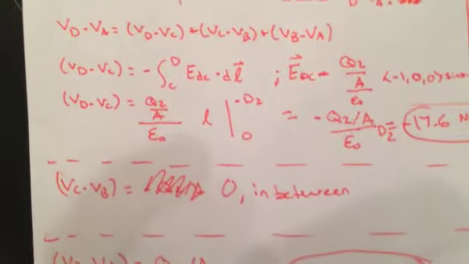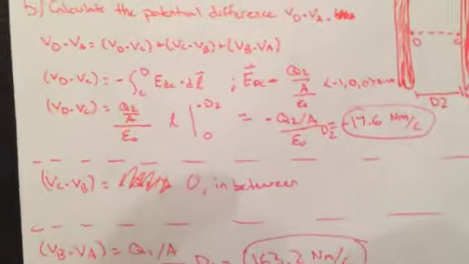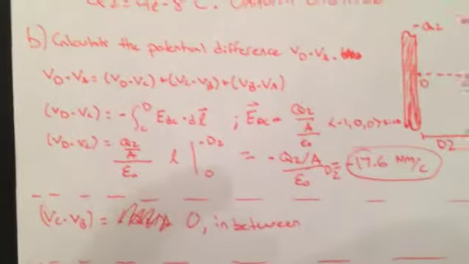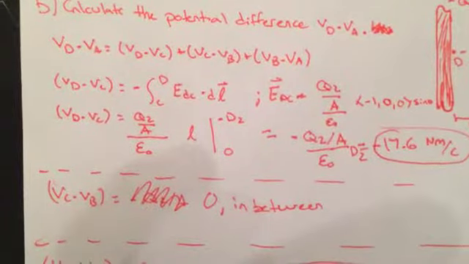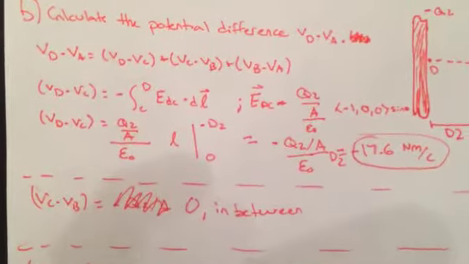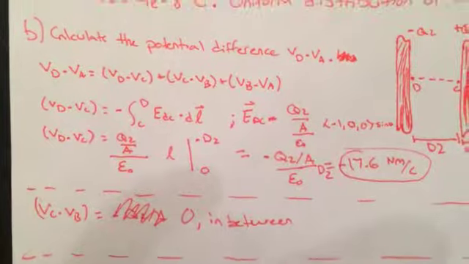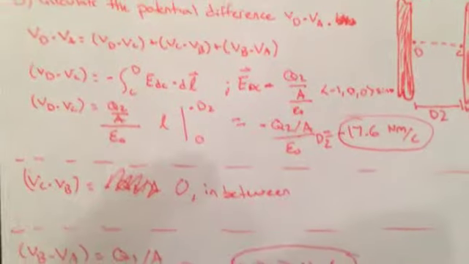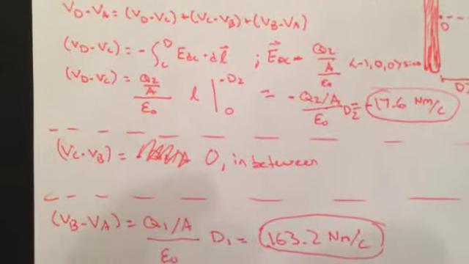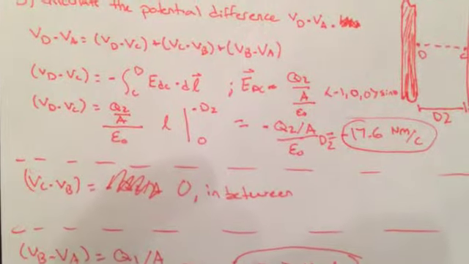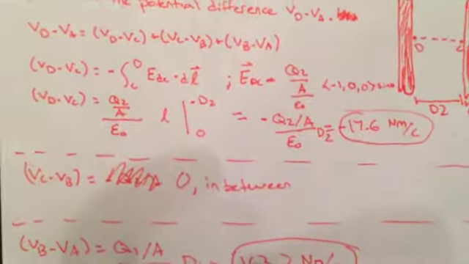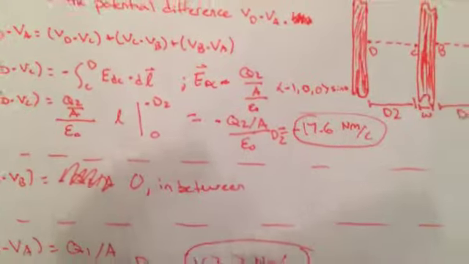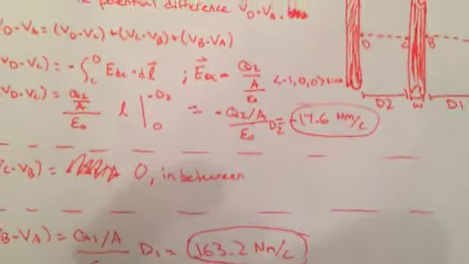So we can do it here, and we show the integral step for the first part, Vd minus Vc. The next 2 parts are really similar. We take this integral, and we know we can equate this to q2 over A, all over epsilon naught, and in this case it's negative because if you take into account the direction, as you can see in the top right, we have negative q2 over A, all over epsilon naught, times d2, and that just equals negative 17.6.